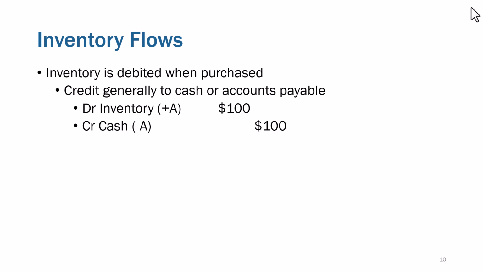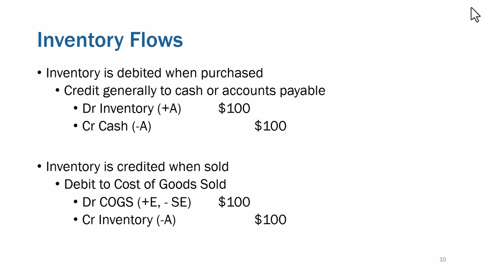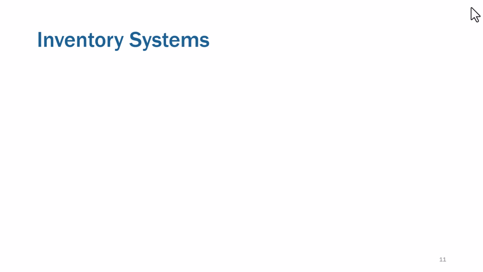So debit inventory, credit cash when they purchase the inventory. Now, when the product is sold, there's going to be a debit to cost of goods sold and a credit to inventory. All right, so the inventory comes when you purchase it. It goes away when you sell it. So it ends up being cost of goods sold at that point in time.